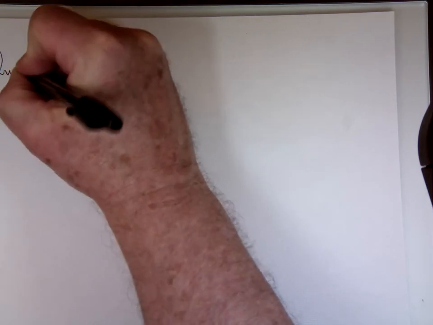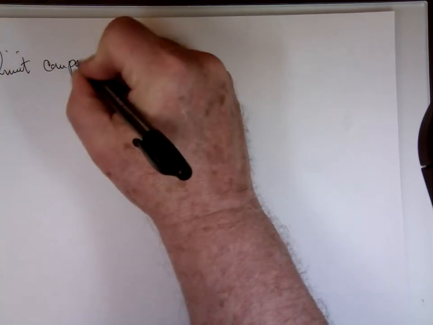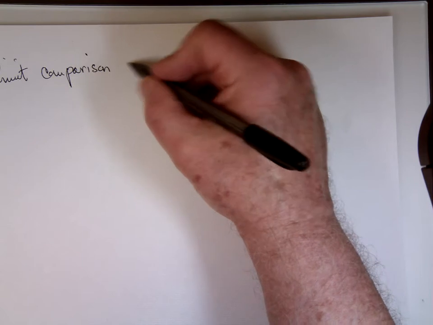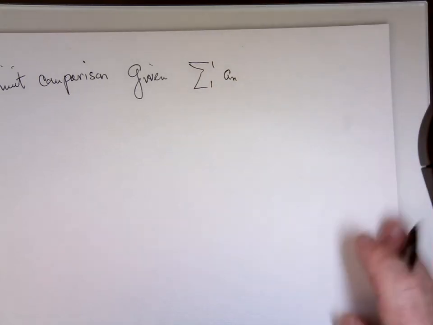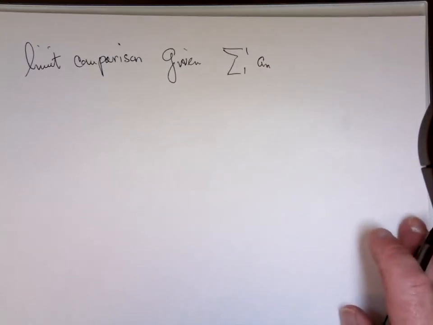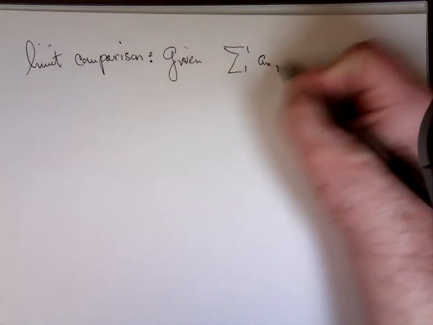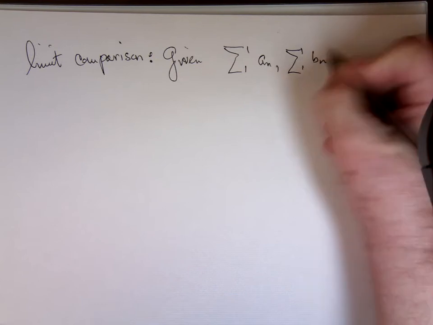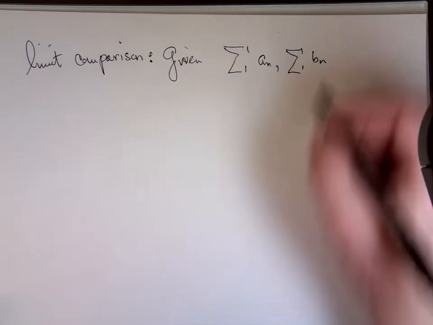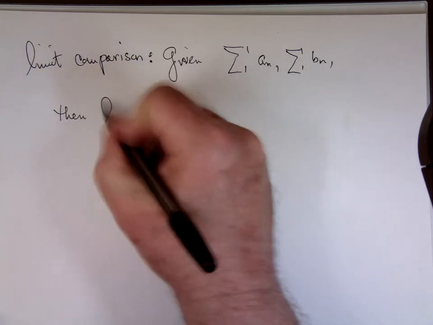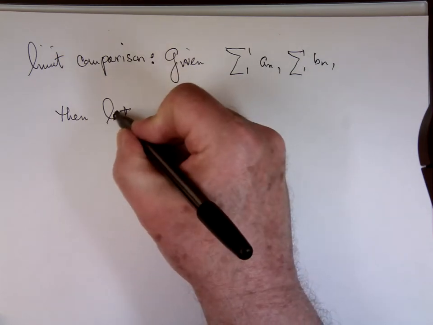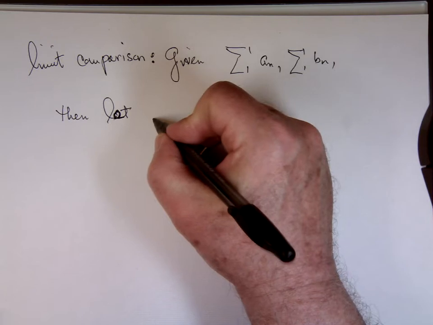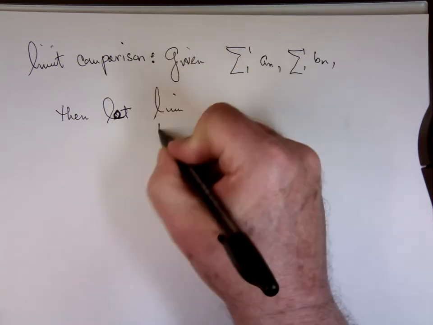So we know how to do it. Limit comparison. It's like accounting. Given two series, a sub n and b sub n, then let the limit as n goes to infinity of a sub n over b sub n equal L.